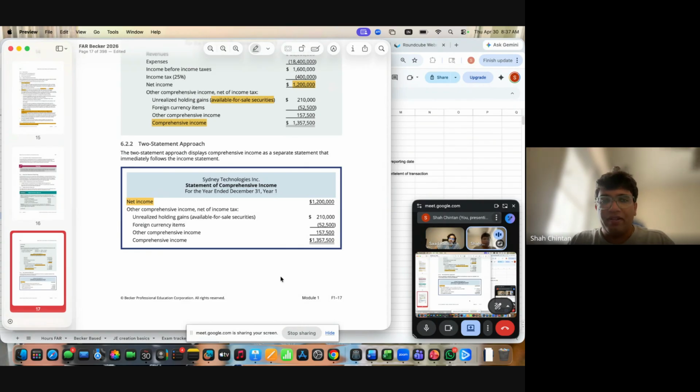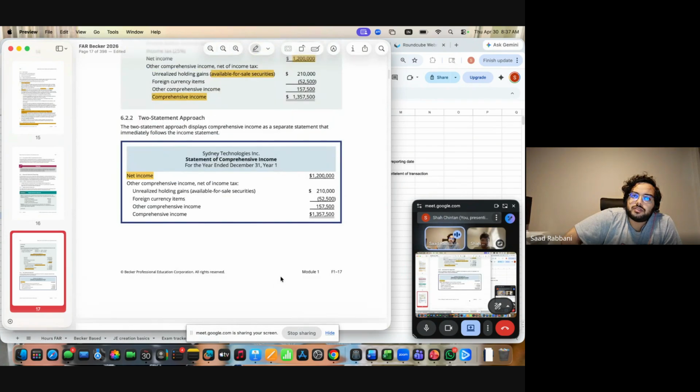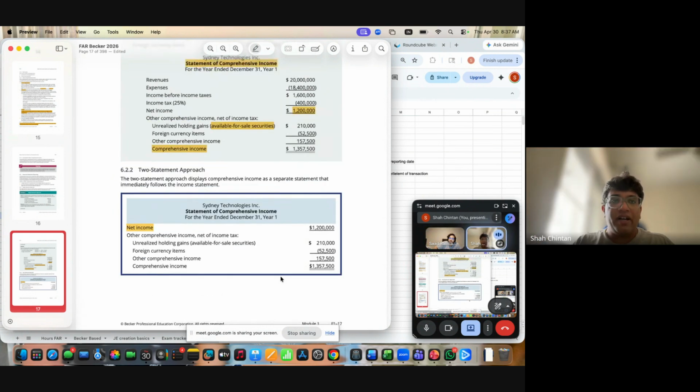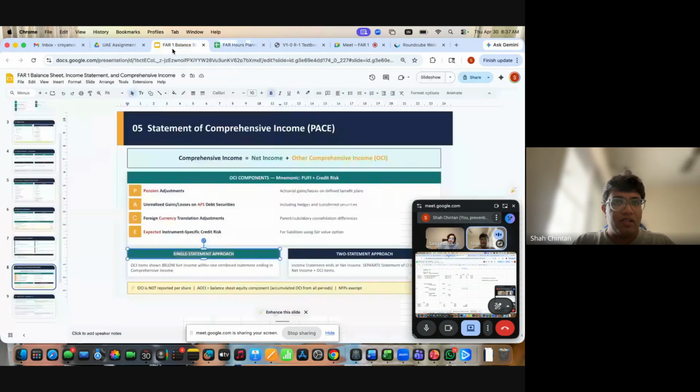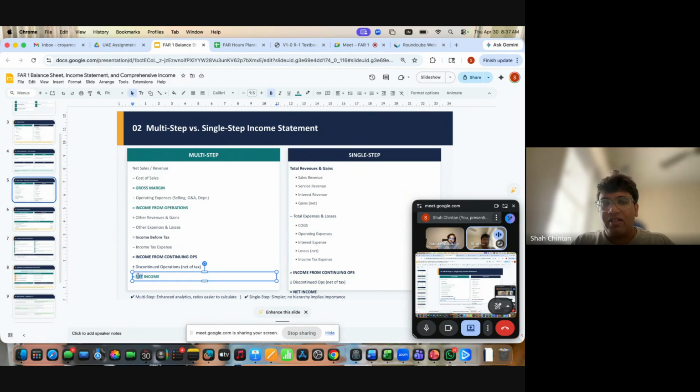Whether you want to prepare a one statement or multiple statements. If we have discontinued operations, then they will come before OCI. Yes, they will even come before net income. So let's go back to the slide again. So you have an income from continuing operations plus discontinued operations gives you net income. So this is the starting point for OCI after discontinued operations.